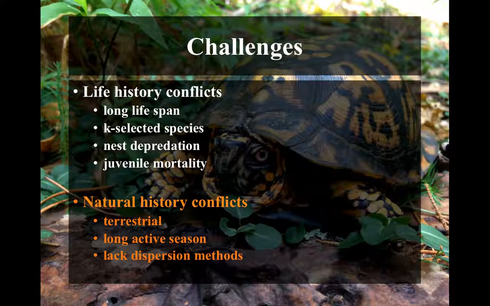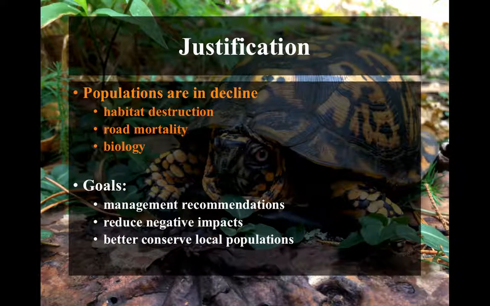They also have many other natural history conflicts, and this increases their propensity to experience management effects, in that they are almost completely terrestrial. They have a fairly long active season and lack conventional dispersal methods, so they simply can't fly away or run away like many other species can. So to sum it up, box turtle populations are in decline due to habitat destruction, road mortality, and the mere biology of the animal, just like I mentioned.